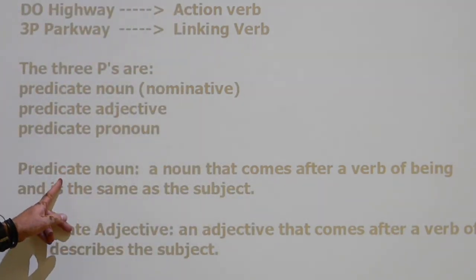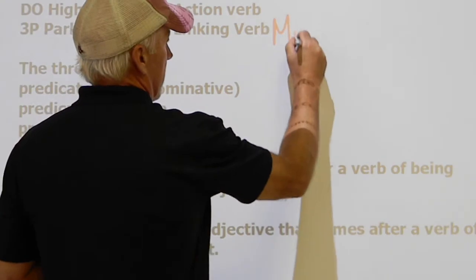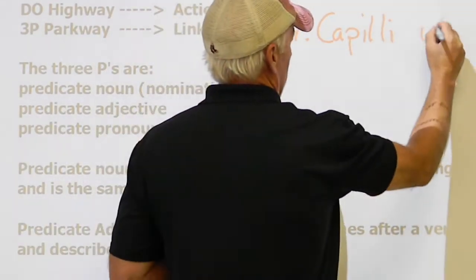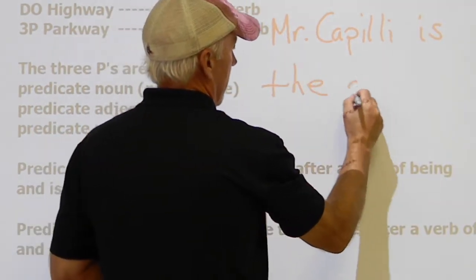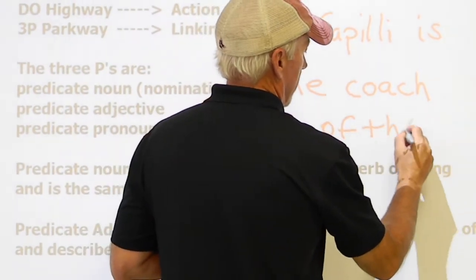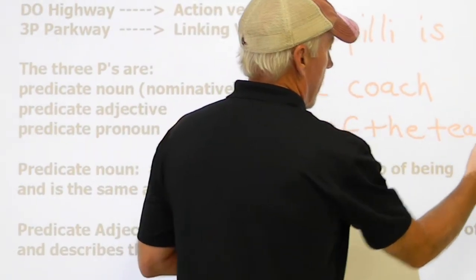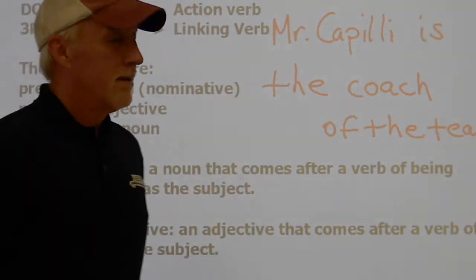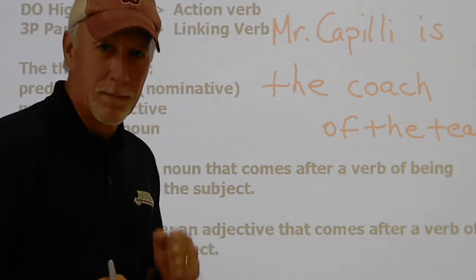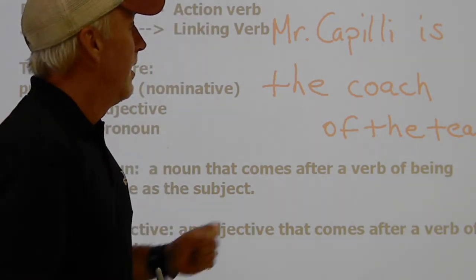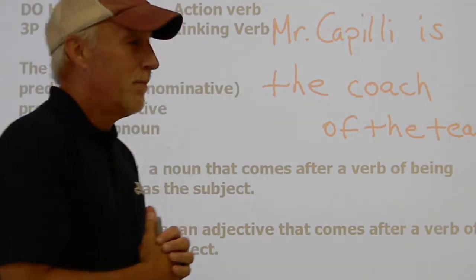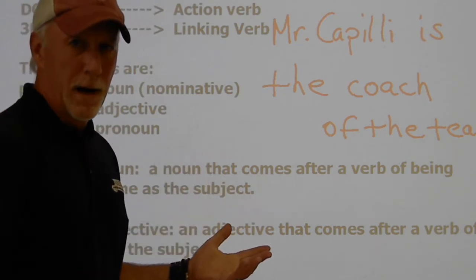Predicate noun. Mr. Capilli is the coach of the team. You all know Mr. Capilli's a baseball coach. His team tries every year. Maybe one day, they'll get to the top. Not like the track team. We can all picture Mr. Capilli on the sidelines, on third base, giving signals, coaching the team. All right, we got that image in our head.